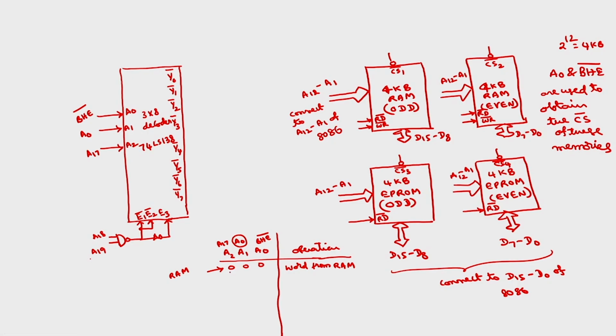Then if I take 0, 0, 1, what happens? BHE bar is 1, so bus high enable will be disabled. Only the even bank will be selected because A0 is equal to 0, and 0 means RAM. So this will select the even bank of RAM.